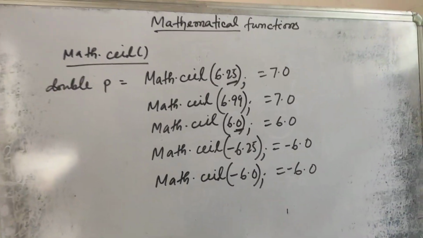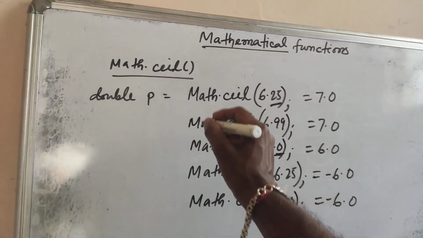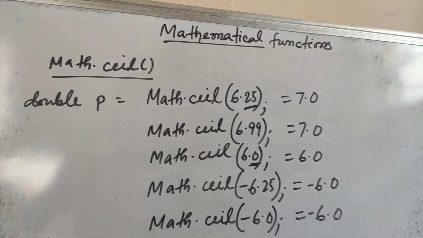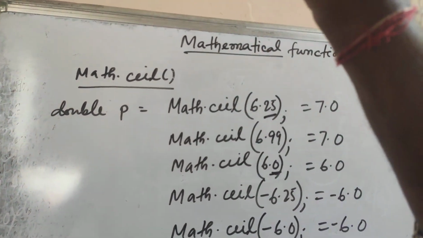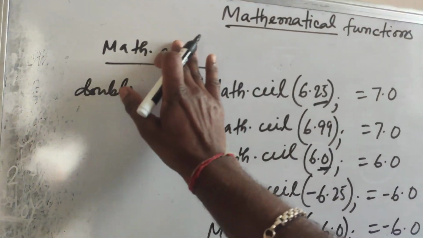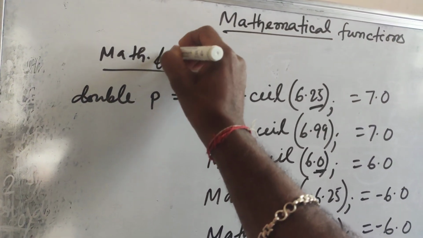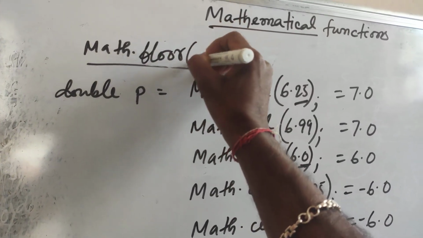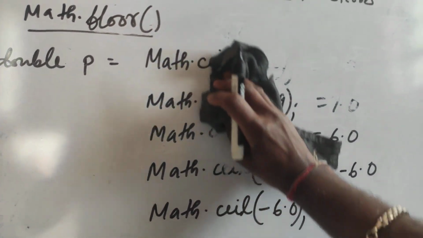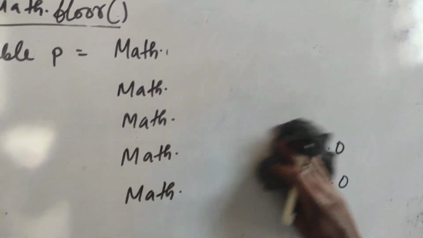Okay. Now the next command is floor. Ceil, how will you remember? Ceil means ceiling. Ceiling means always higher. Now floor is just the opposite of ceil. This gives the next lower integer. See, the next lower integer.